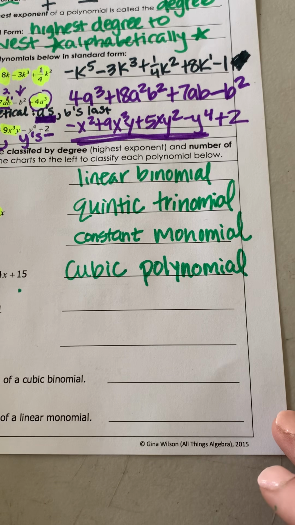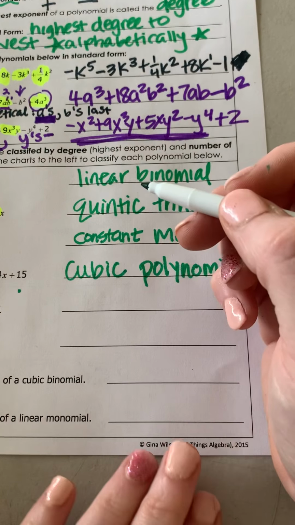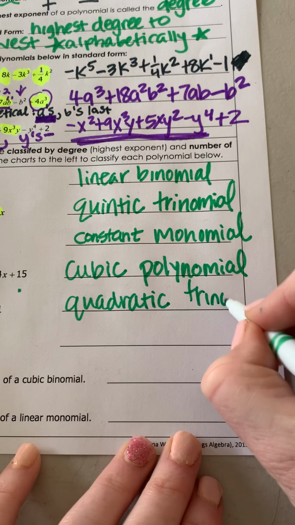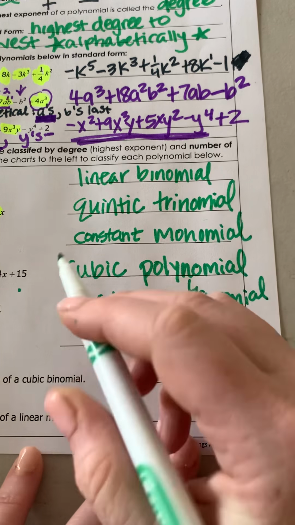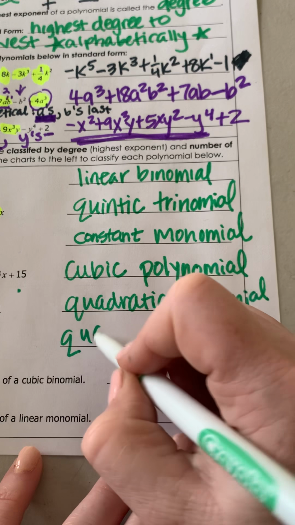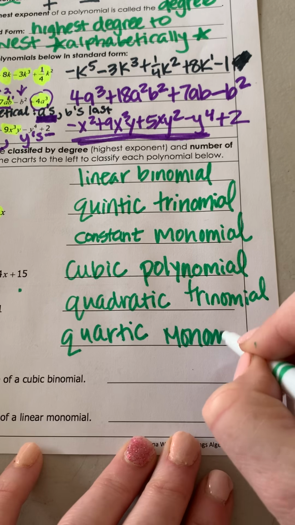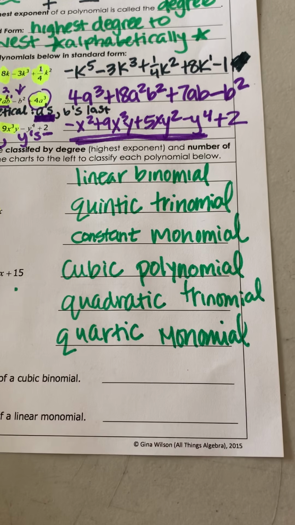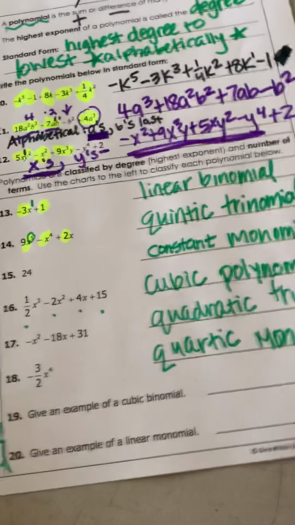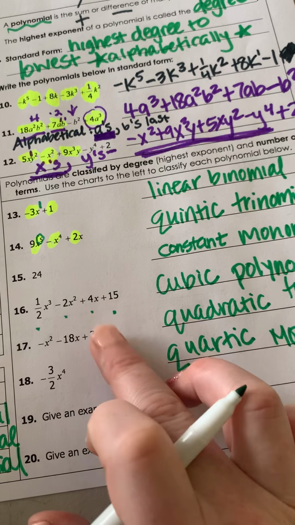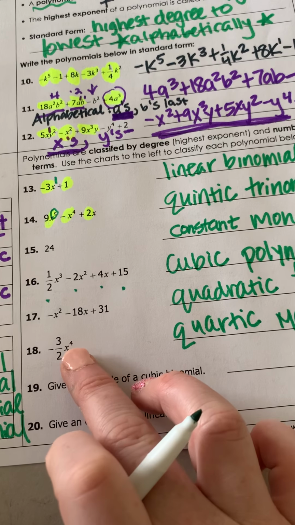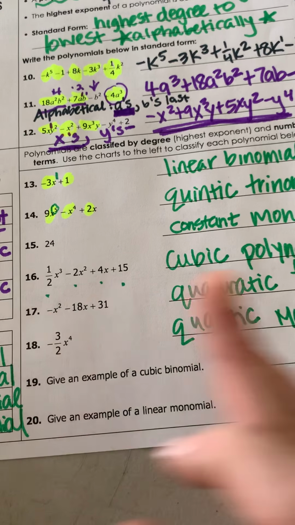Okay, if you try the next 2, x squared, we should know that. Okay, the next two, quadratic, x squared, trinomial, 1, 2, 3, 18, quartic, x to the fourth, monomial, one term.